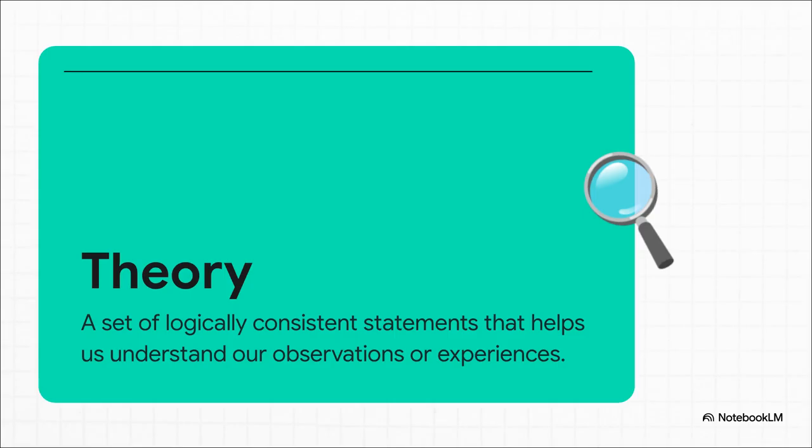A map isn't the actual city, right? It's a simplified version that leaves out a ton of details so you can see what you need to see to get from point A to point B. A good theory does the exact same thing for the world. It simplifies things so we can understand the why behind what we observe.